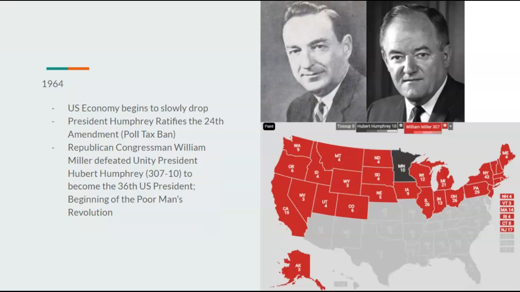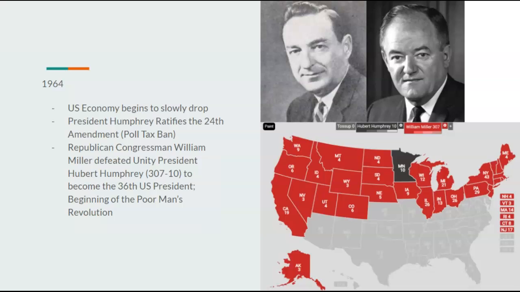And another election year, this time for the Union. The U.S. economy begins to slowly drop under President Humphrey. Yep, not good. Nope, not good. But he does ratify the 24th Amendment, which is a poll tax ban, since the minorities were calling for it, and Humphrey's like, yeah, okay, let's do it. And yet again, he has a far left presidency, and even some Unity politicians in the Senate and House are going against him. And there are even calls for impeachment, but they never pan out.